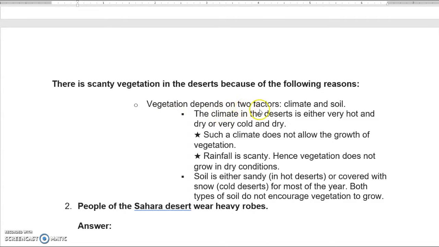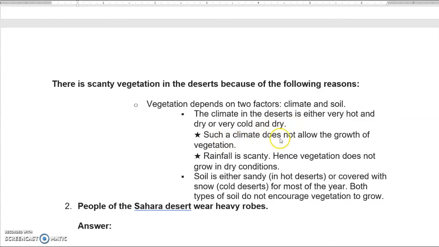Vegetation depends on two factors. Which are the two factors? Climate and soil. Okay. So the vegetation depends upon two factors, climate and soil. The climate in the desert is either very hot and dry or very cold and dry. So these are the most common factors, climate and soil. Then what about the climate? The climate in the desert is either very hot and dry, like Sahara, or very cold and dry like Ladakh.